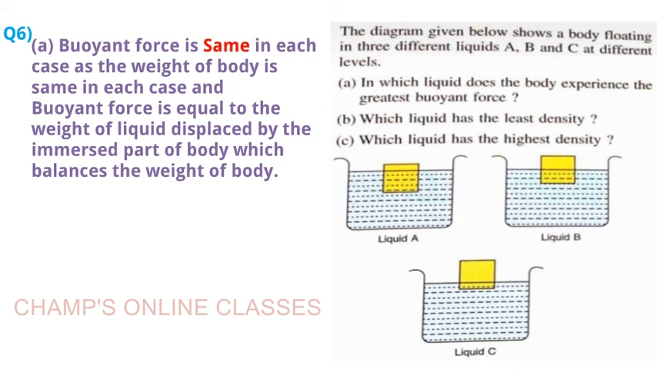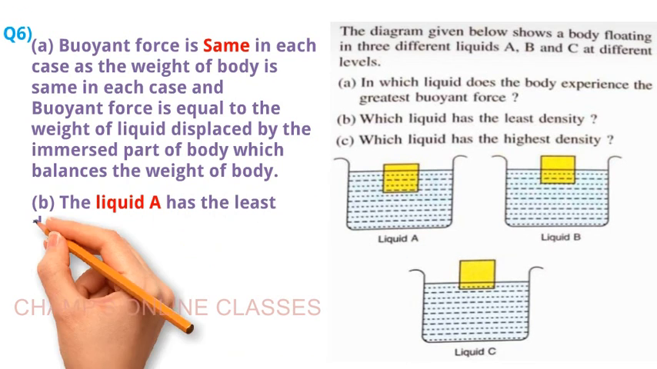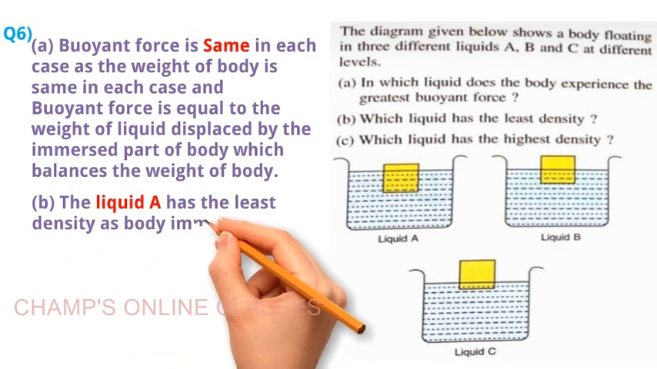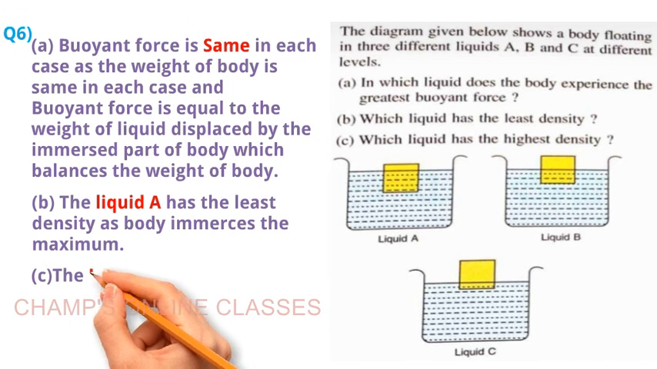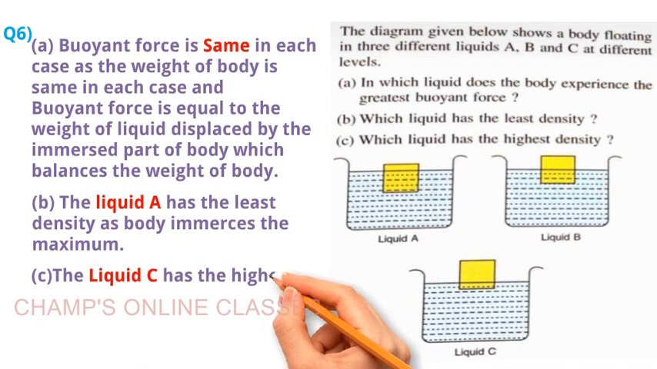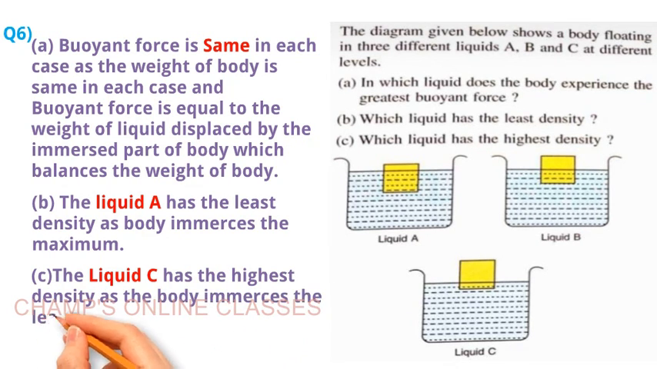B. Which liquid has the least density? So the answer is, the liquid A has the least density as the body immerses the maximum in liquid A. C. Which liquid has the highest density? So the answer is, the liquid C has the highest density as the body immerses the least in liquid C.